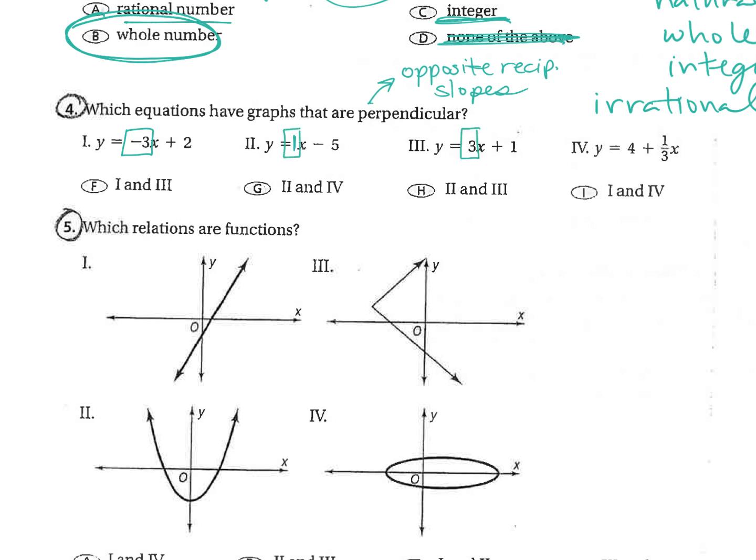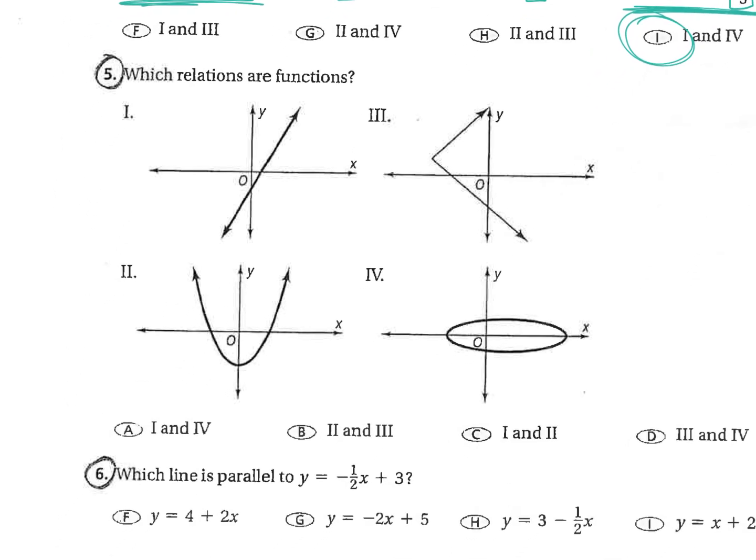This one has a slope of 3, and this one has a slope of 1/3. So of all of those equations, only 2 of them are perpendicular. Which 2? 1 and 4. The first one, right? A -3 slope with a positive 1/3 slope. So 1 and 4 are going to be perpendicular. Okay. And then number 5, you said?